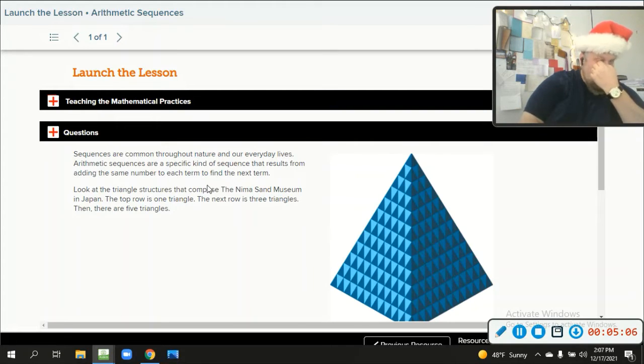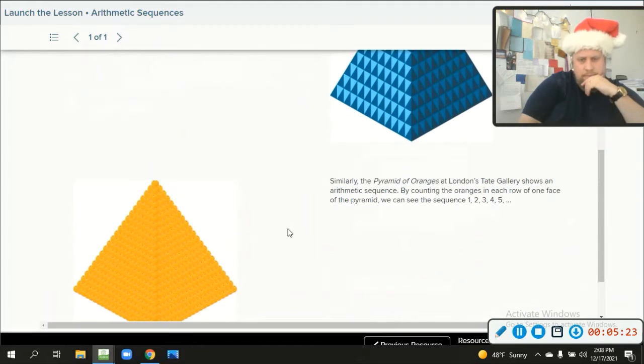So look at the triangle structure that composes the Nima Sand Museum in Japan. The top row is one triangle, the next row is three triangles, then there are five, so it goes 1, 3, 5, 7, actually count it, 9, 11, 13, right? Okay, it's pretty awesome. Similarly, the pyramid of oranges at London's Tate Gallery shows an arithmetic sequence.